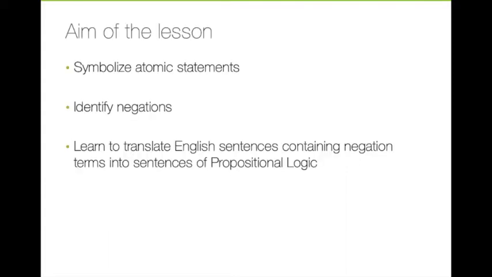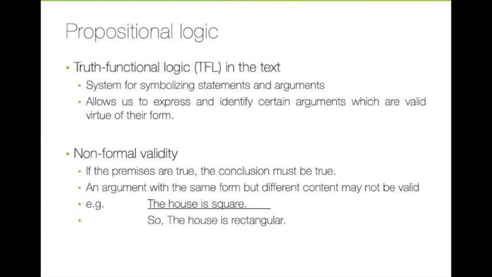We'll start by introducing the notion of an atomic statement, and then introduce our first logical connective, negation. That will help us build up more complex sentences from those atomic ones. And our aim will be to start to translate English sentences into statements of logic, starting with this symbol for negation. The text calls the system we're going to introduce now truth functional logic, or TFL, because it introduces truth functional connectives. We'll talk more precisely later on about what truth functionality really means.